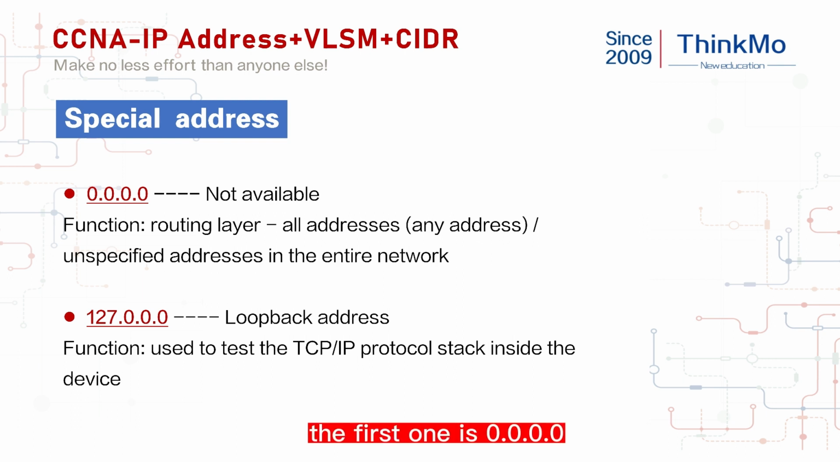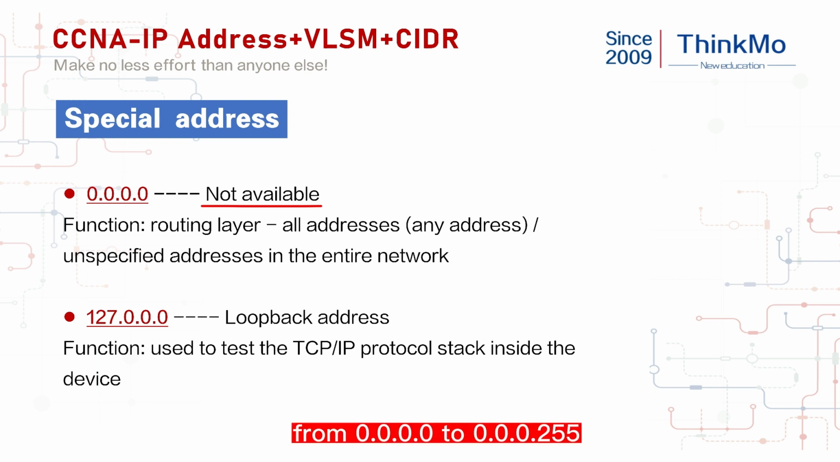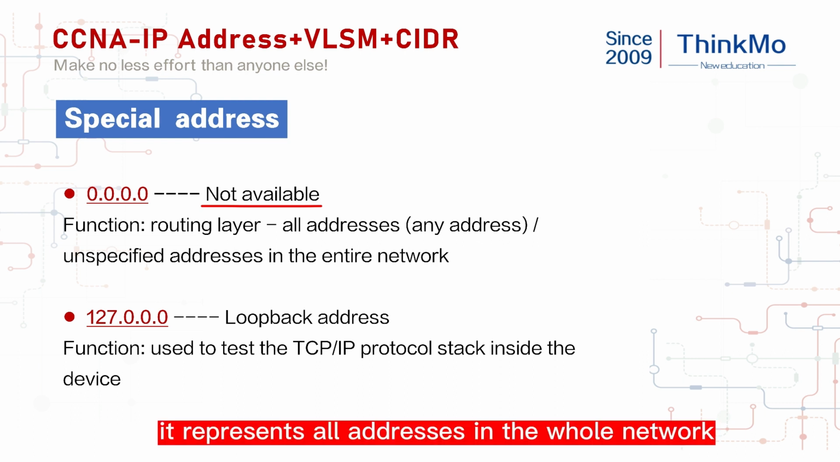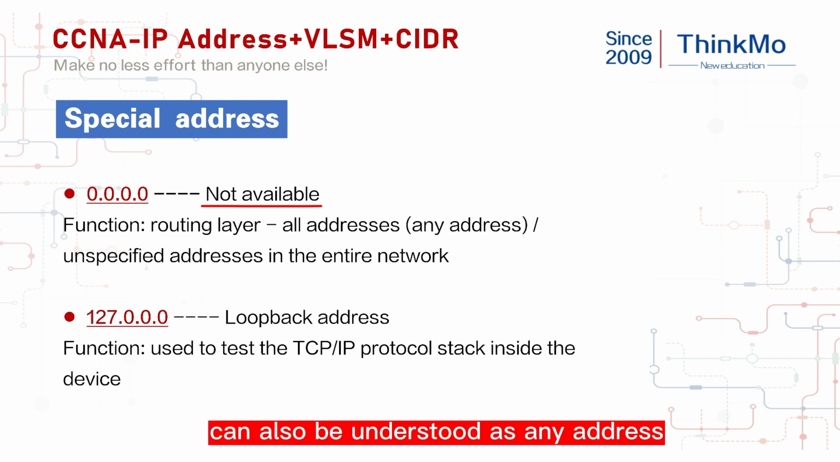The first one is 0.0.0.0. You have to remember. This address is not available. Not only 4 zeros are not available, from 0.0.0.0 to 0.0.0.255 you can't configure, because it has other functions. At the routing level, it represents all addresses in the whole network. It can also be understood as any address.